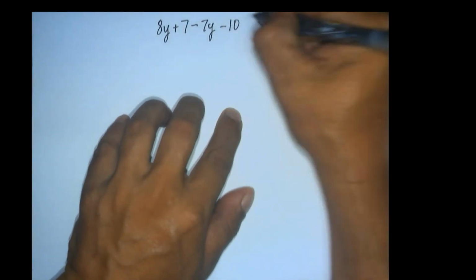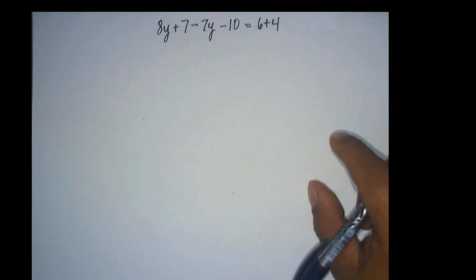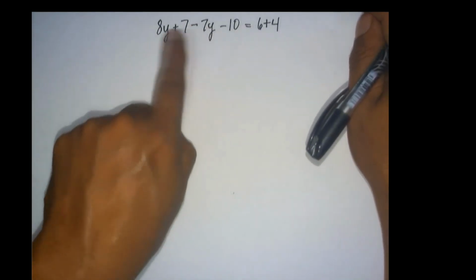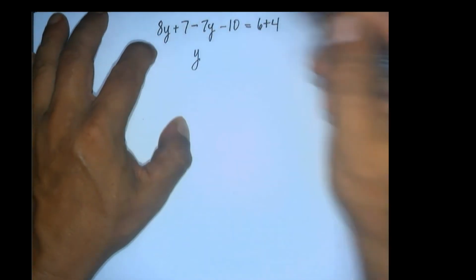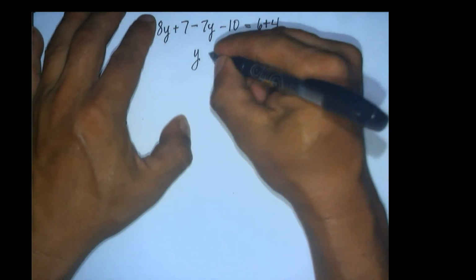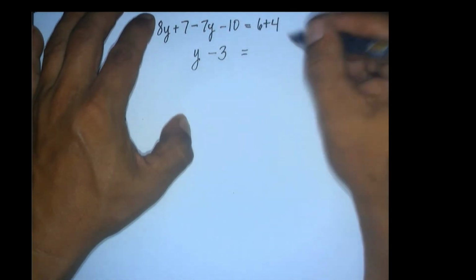Okay, here we go. 8y plus 7 minus 7y minus 10 is equal to 6 plus 4. Okay, this is mine. So I'm going to combine all the like terms. If I combine these two, I get y, right? 8y's minus 7y's is y. With me? And 7 minus 10 is negative 3. And that is equal to 10.